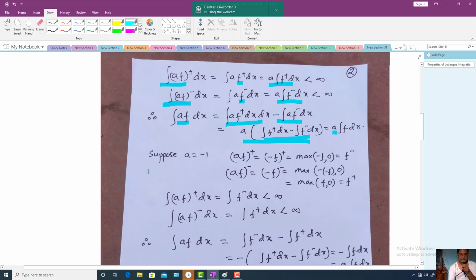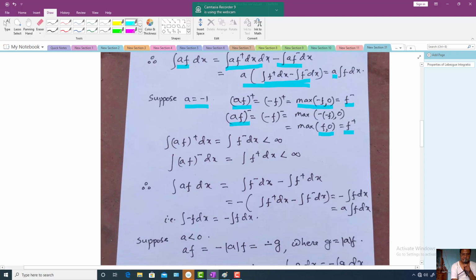We have done this one, and suppose let us assume that a is minus 1. When it is minus 1, what happened? (af) positive part is equal to (minus f) positive part, which by definition is the maximum of minus f and 0, and the maximum of minus f and 0 is equal to the negative part of the function f. So similarly, (af) negative part, that is (minus f) negative part, is equal to the maximum of f and 0. This is equal to f positive. So this is equal to f negative and this is equal to f positive. This is very straightforward.